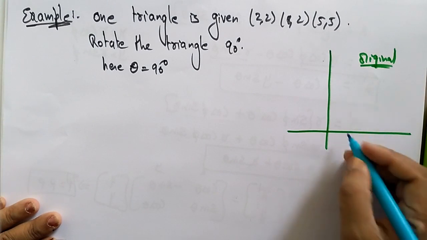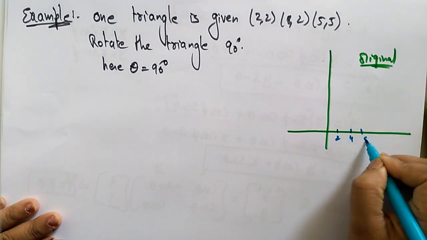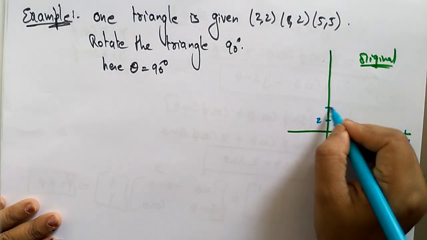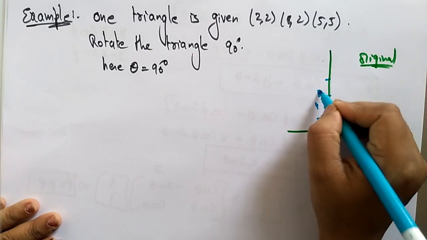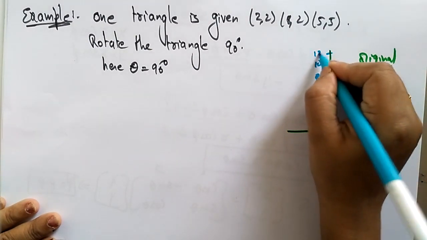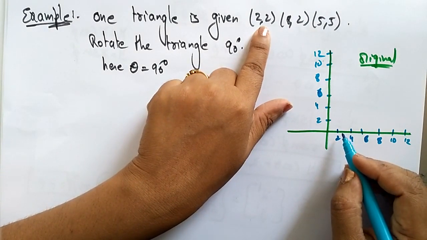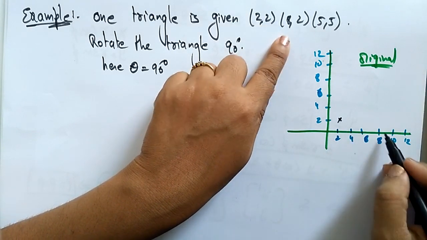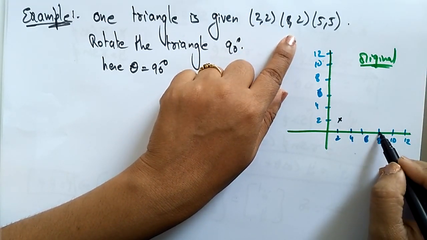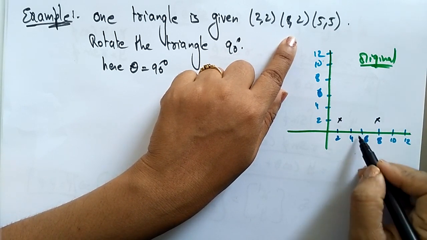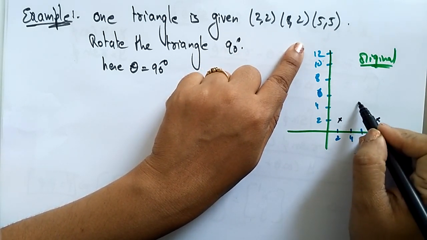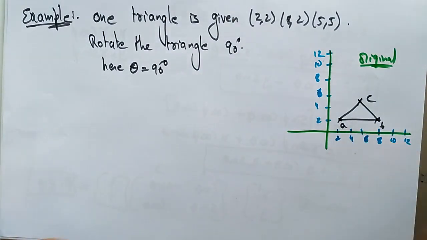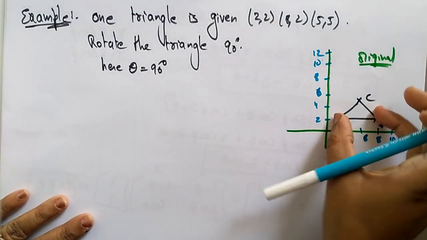So here let's take the axes 2, 4, 6, 8, 10, 12. So what are the A coordinates? 2, 2. And 8, 2. So 8 is the x coordinate and y is 2. And 5, 5, in between here. So this is A, B, C. This is the original triangle. So I want to rotate this triangle by 90 degrees.